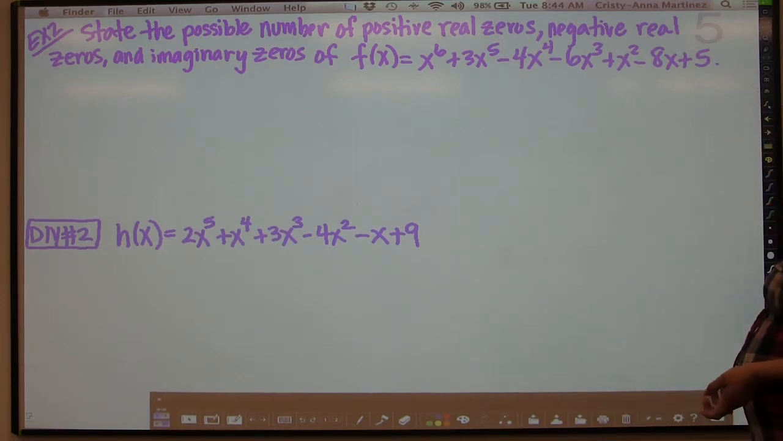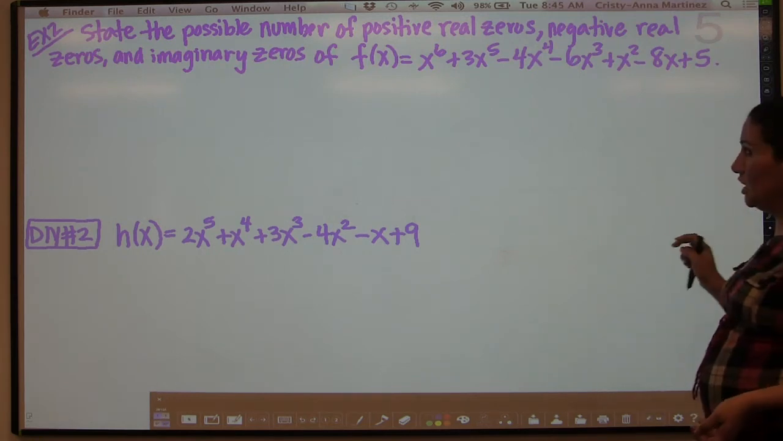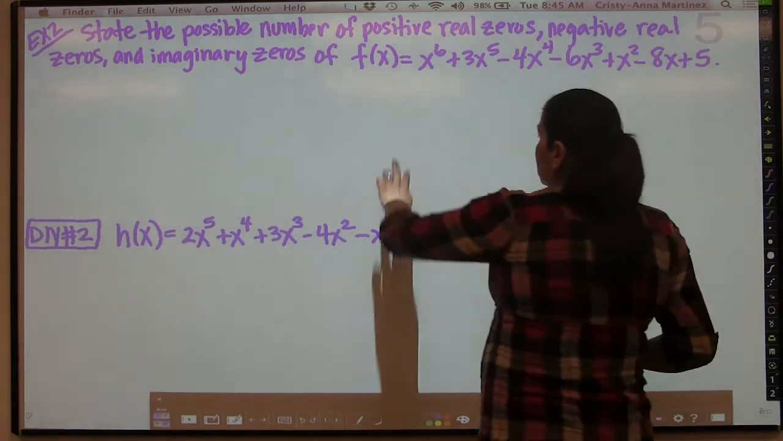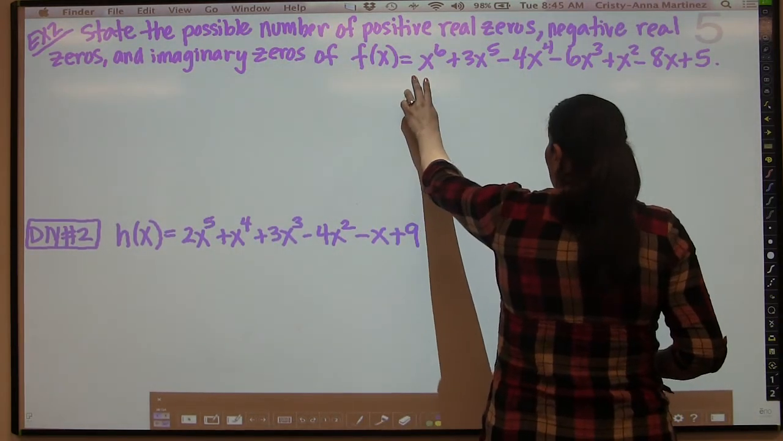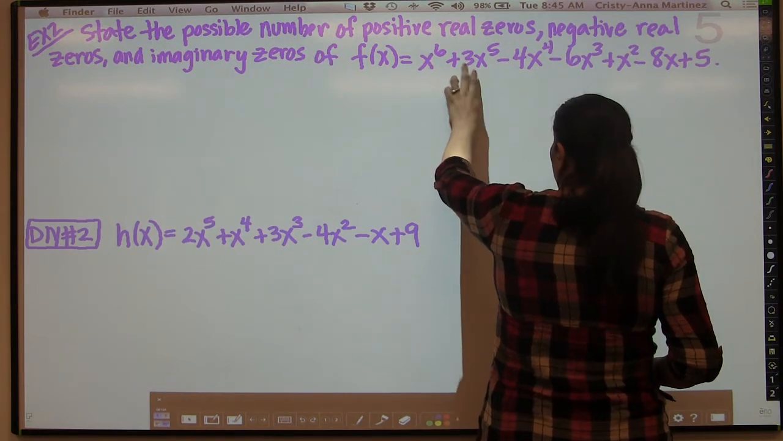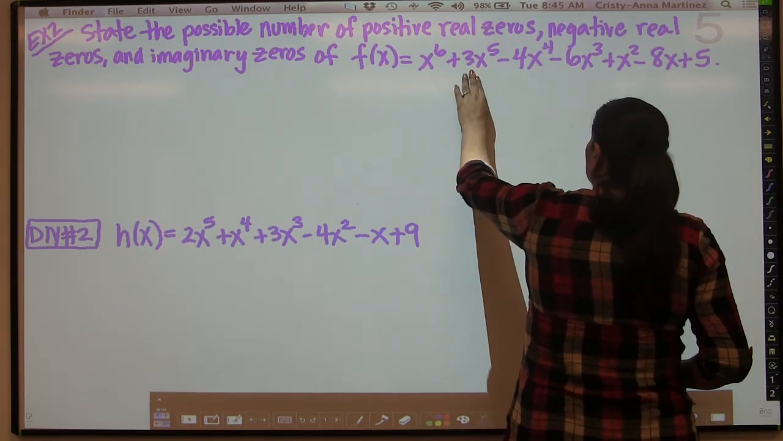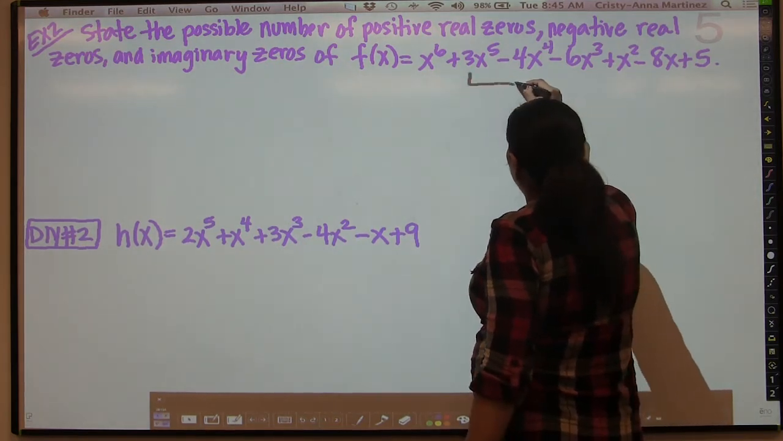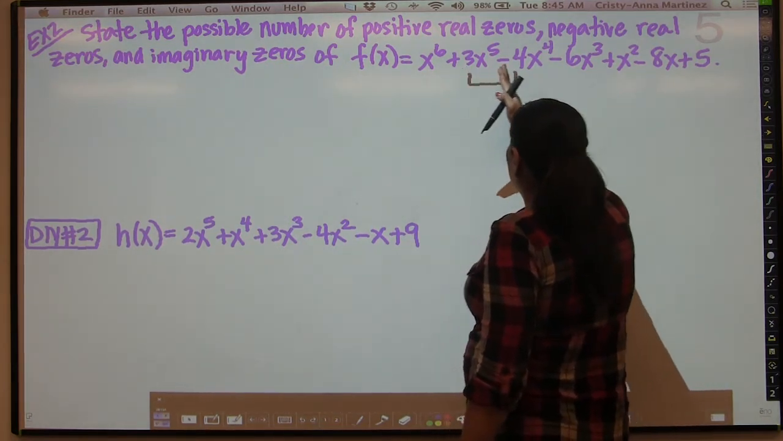So the first thing we have to do is identify the sign changes. Okay, where does the sign change? What I mean by that is this is a positive x to the 6th, and this is a positive 3x to the 5th. That is not a sign change because both terms are positive. But positive 3x to the 5th minus 4x to the 4th, there you have one sign change. It went from positive to negative.